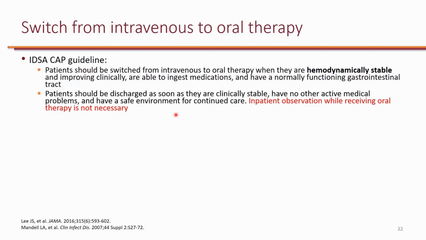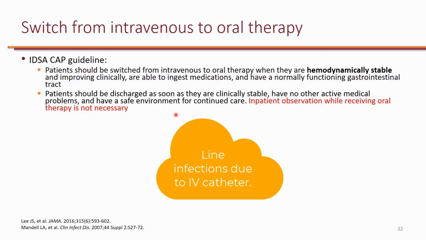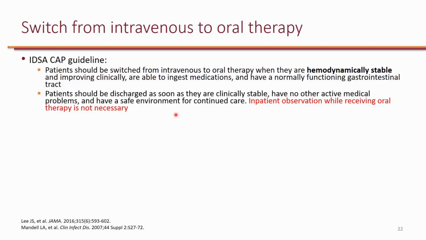The reason we want to switch patients from IV to PO as soon as possible, when they can tolerate it, is, first of all, to make sure that we don't introduce any line infections, as well as getting patients ready to be discharged. However, keep in mind that the guidelines do say that inpatient observation while receiving oral therapy is not necessary. So if the patient is ready to be discharged from the hospital and they're on IV antibiotics, it's okay to discharge them and send them home with oral antibiotics. It's not necessary to keep them one extra day to make sure that they tolerate the oral antibiotics.